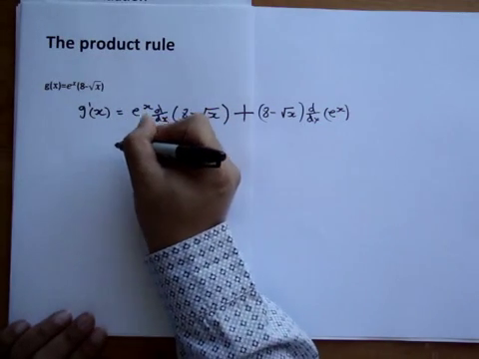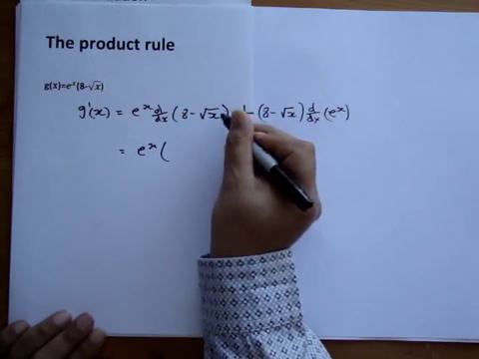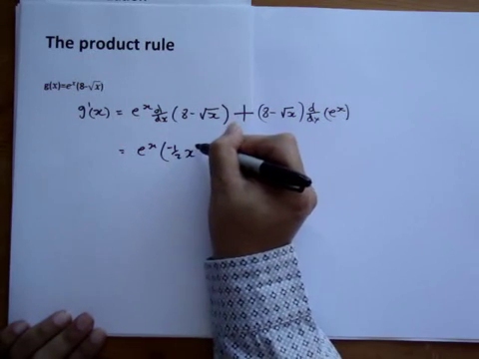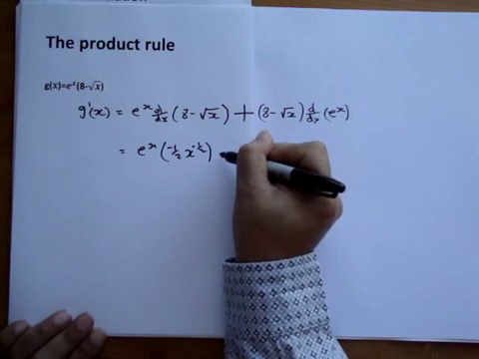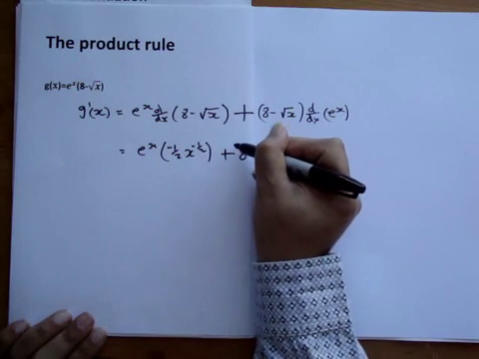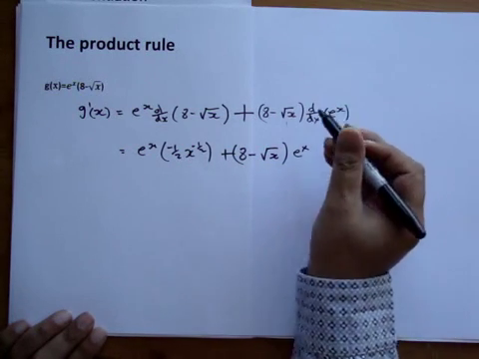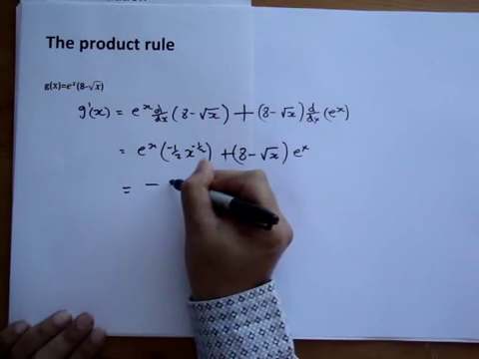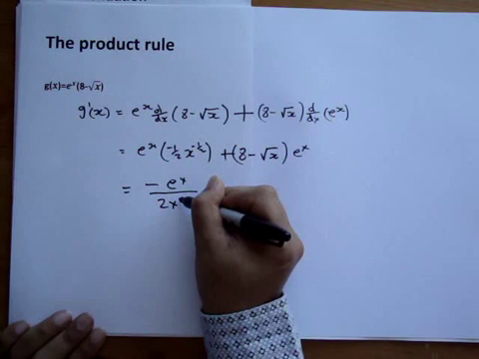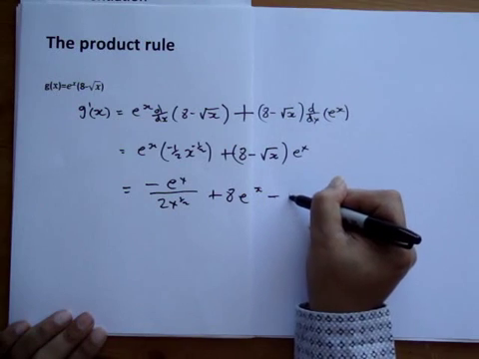Working this out, we get e to the x, derivative of 8 minus square root of x becomes minus a half x to the minus a half, plus 8 minus square root of x, and then when we get the derivative of e to the x, that's just e to the x. Rearranging, we get minus e to the x all over 2x to the power half, plus e to the x times 8 minus square root of x.